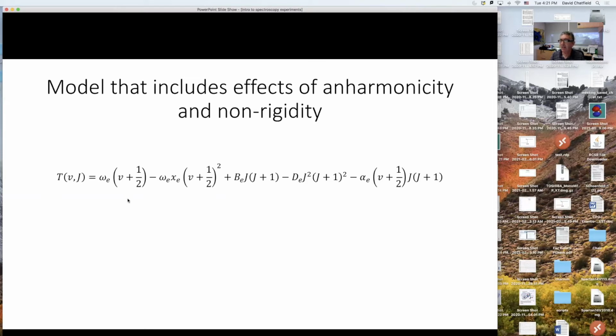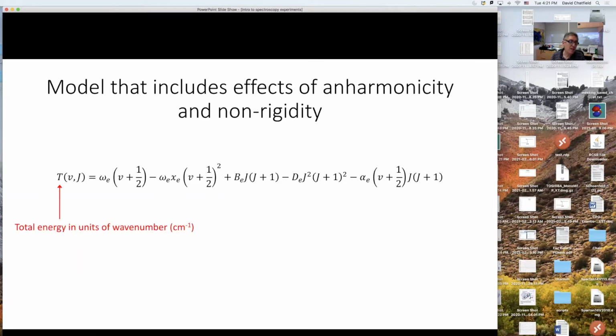In fact, the previous picture is not entirely consistent, right? If you're rigid, you can't be vibrating. But you could individually have those two approximations to think about vibration in one case, rotation in the other. When you relax and allow reality to set in, the harmonic oscillator approximation has to be extended and the rigid rotor approximation has to be extended. And now we have these various terms here.